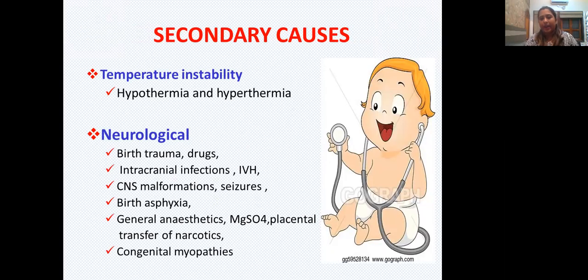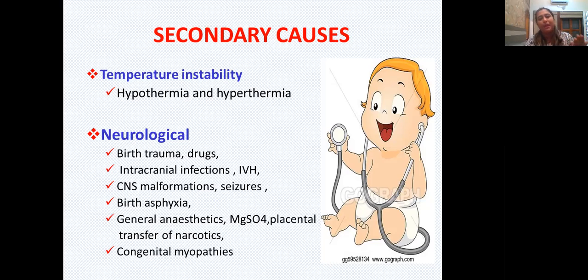Now coming to the secondary causes of apnea. These are temperature instability, like hypothermia, and both hypothermia and hyperthermia can cause apnea. But hypothermia has got much stronger association of causing apnea as compared to hyperthermia. Then neurological causes of apnea are because of birth trauma, because of intraventricular hemorrhage, and that is much more common in the preterm, and because of drugs.